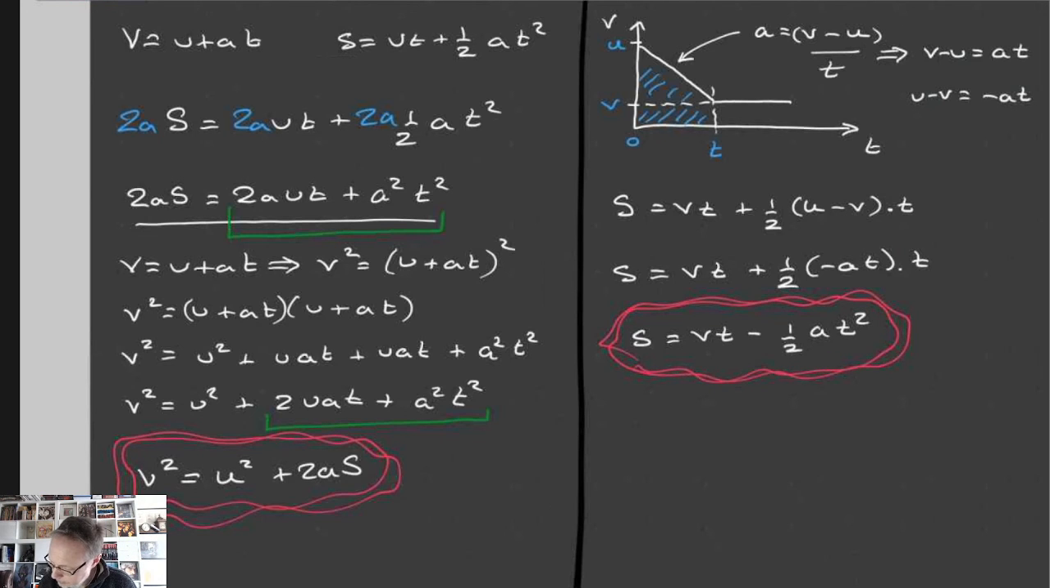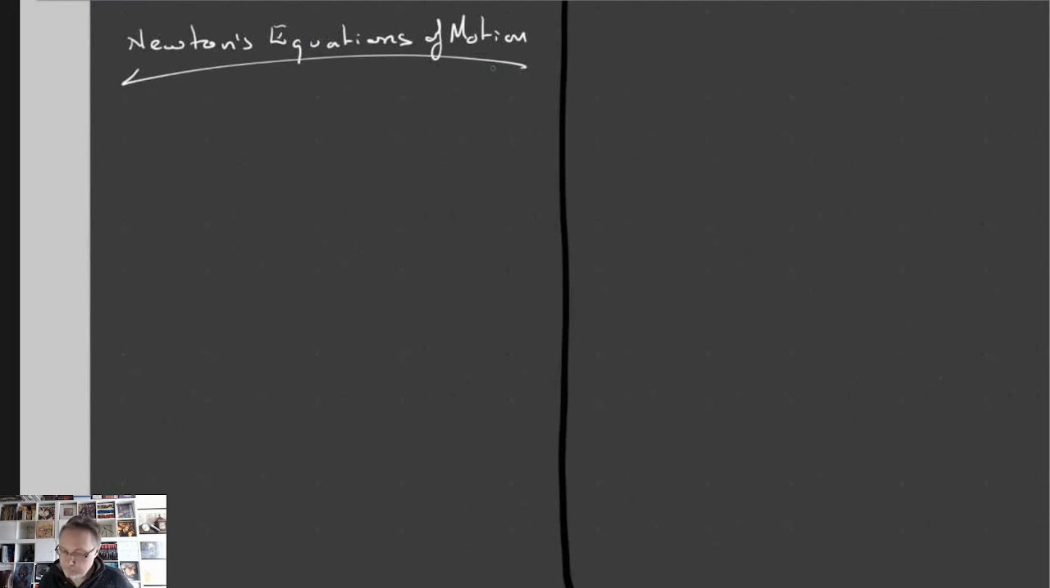So let's summarize Newton's equations of motion. v equals u plus at is essentially the definition of acceleration. We remember it also links beautifully to the vt graph. It's the gradient of a vt graph. By looking at the area under the vt graph, we have s is ut plus a half at squared.